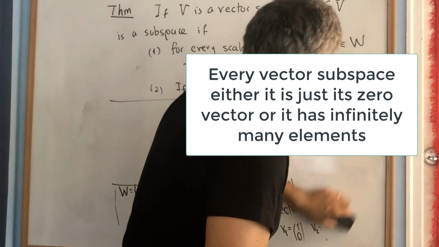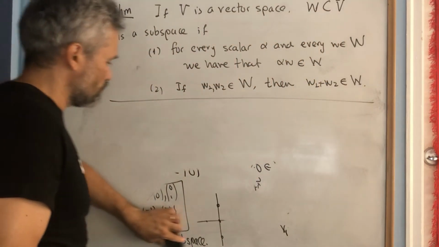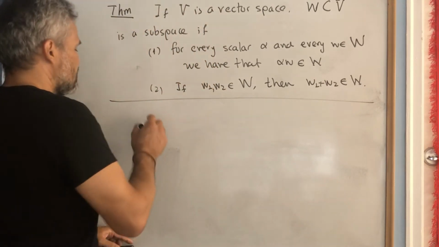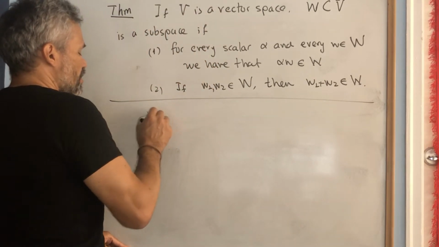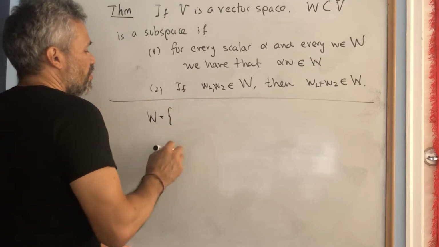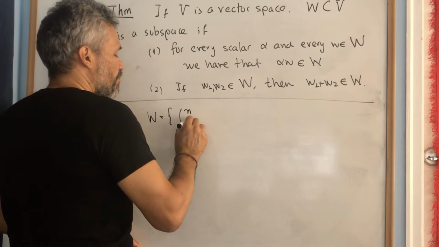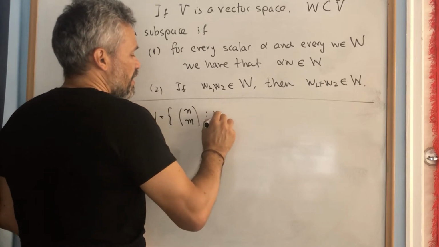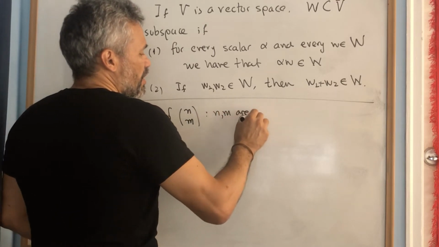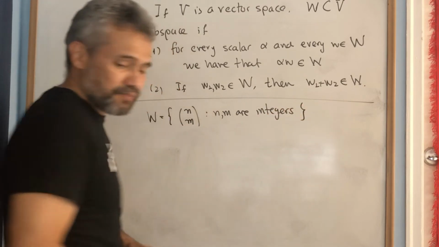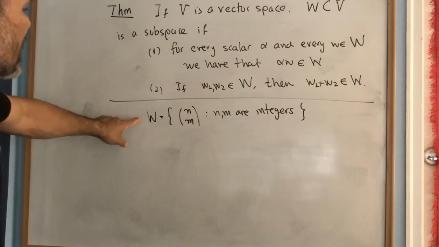Let's see another example. Let's take W to be the set of (n, m), such that n and m are integers. Then is W a subspace?